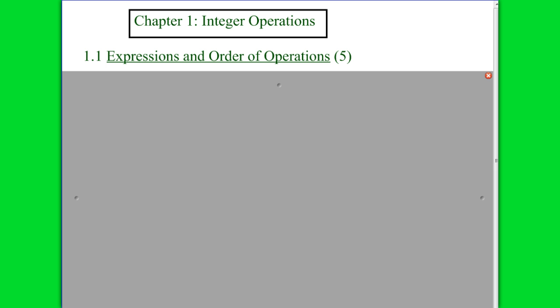On the very top line, we're going to put the lesson name, and you underline that. This lesson is 1.1, which means chapter 1, section 1, expressions and order of operations. You underline the lesson. If you have the materials available, you could even highlight this lesson title.